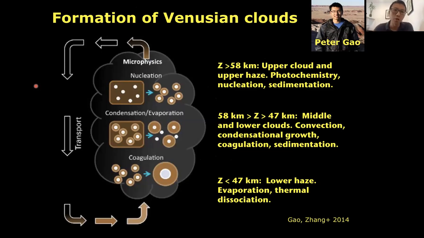trying to understand the formation of the Venus clouds from 47 kilometers, the lower haze layer, and then to the middle layer, and then to the upper atmosphere to explain the upper haze layer observed by Venus Express. It's very complicated, including nucleation, condensation, evaporation, coagulation, transport, everything there.